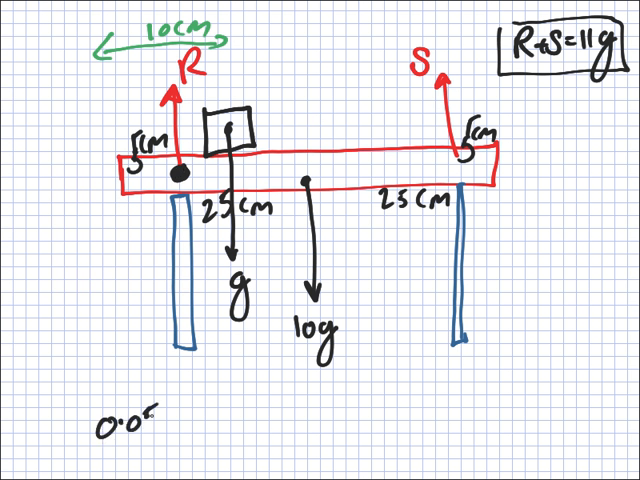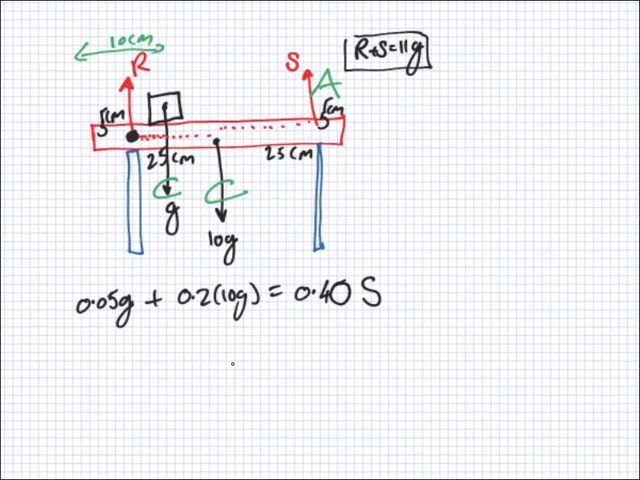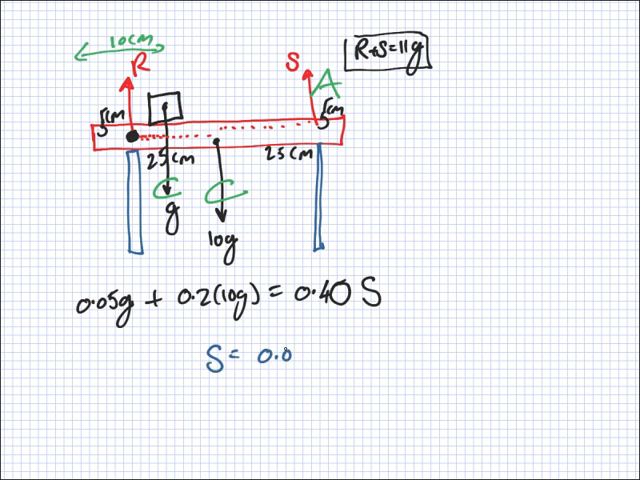So you have 0.05 times g, that's this one, plus (0.2 times 10g) equals 0.4S. Because you have a clockwise and an anti-clockwise moment. So you can easily get S here. So S equals (0.05g plus 2g) over 0.4. That's the simplest I can do it in my head.